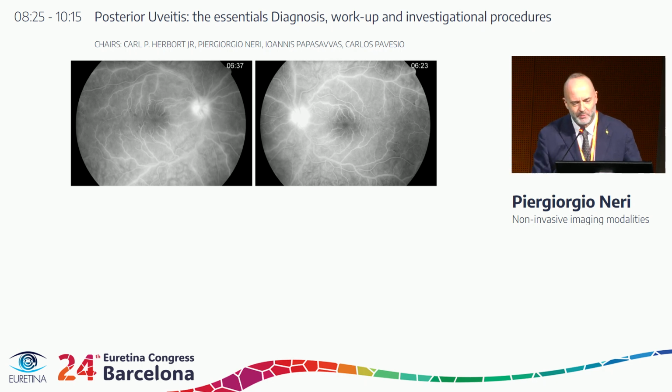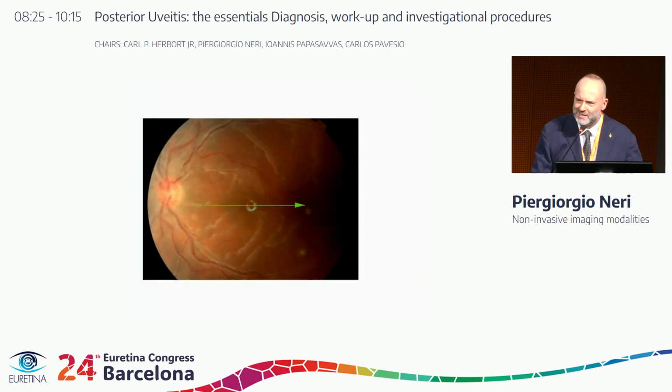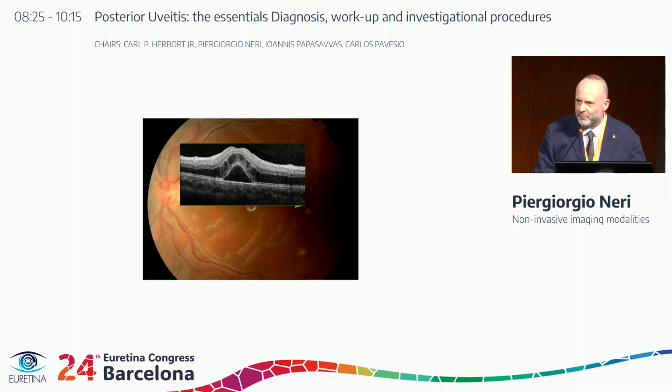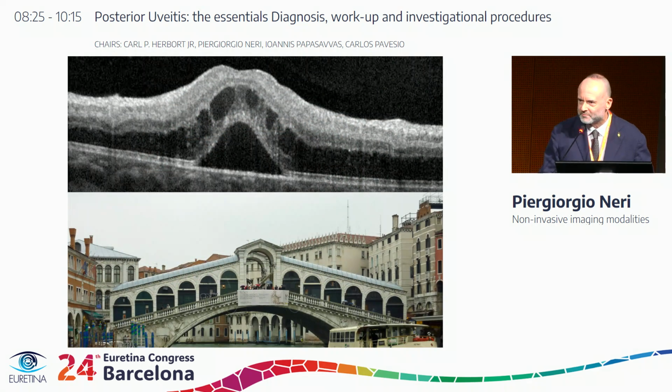This is a frosted branch angiitis, a typical one you may observe in some cases when you have flu, and this was a kid. When you look at this, you cannot tell that much. You see very inflamed vessels, but the macula doesn't look that bad. But when you perform the OCT, you can see a clear cystoid macular edema with subfoveal fluid, and this is very similar to the Rialto Bridge.